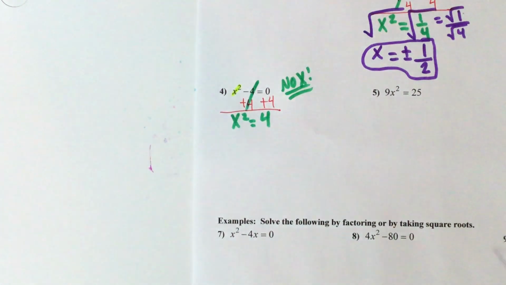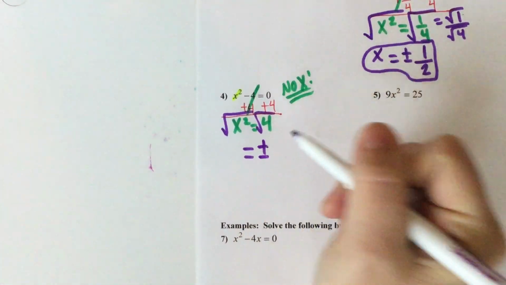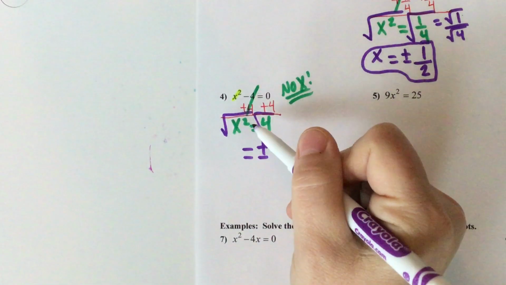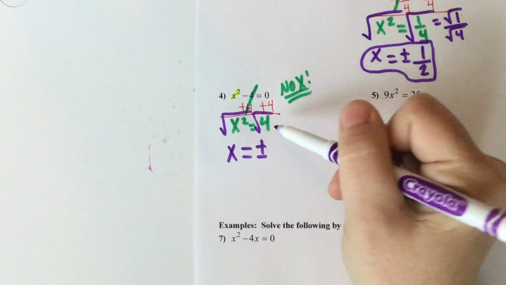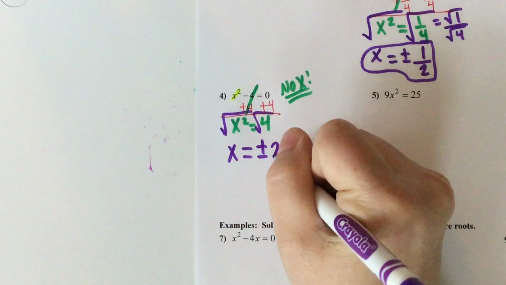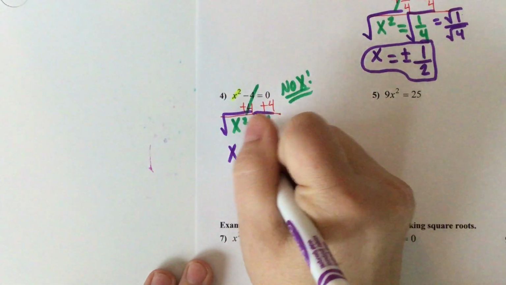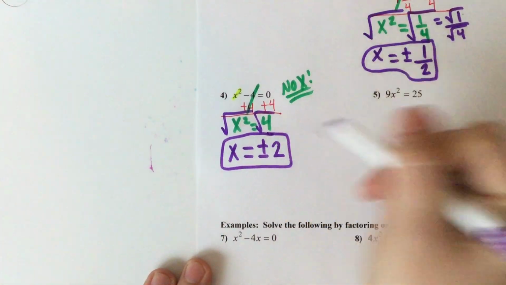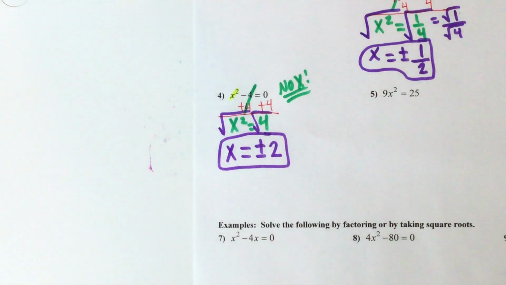Once x squared is by itself, this is when you square root both sides, slap down that plus minus. On the left side, the squared and square root cancel, leaving x. And on the right side, what's the square root of 4? 2. And that's my answer. So one answer is a positive 2, and the other answer is a negative 2.